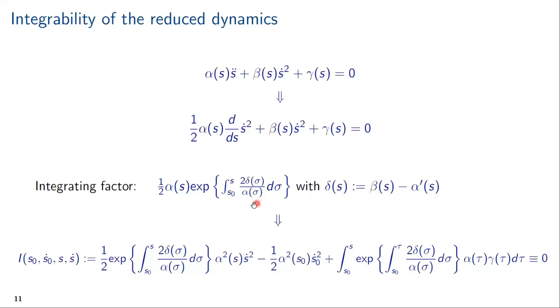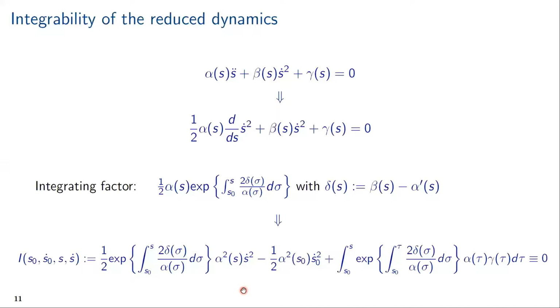Now, since it's an integrating factor, we can integrate, and we may therefore define a function I, which takes in the initial point of S, its initial velocity, and S and S dot, defined as follows. And then any S and S dot which makes this function I vanish corresponds to a solution of this reduced dynamics, or this alpha, beta, gamma equation. So it looks a bit hairy, I know, but it isn't too bad.